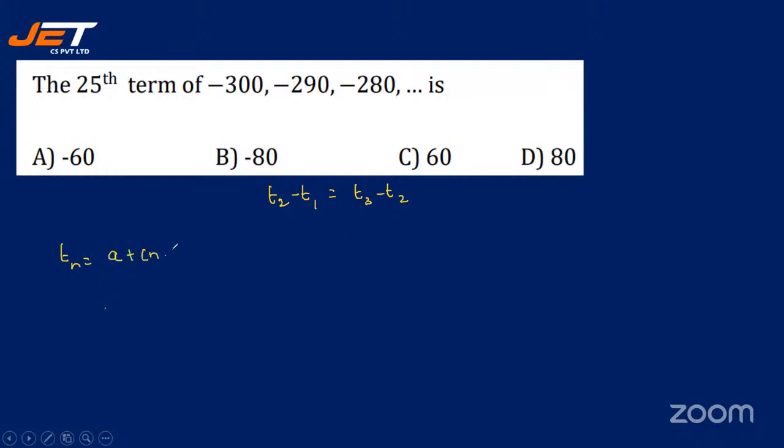Tn is, -300 is the first term. N minus 1 is 25 minus 1, 24. D is 10. So you will get -300 plus 240, which is -60. So option A must be the correct answer.